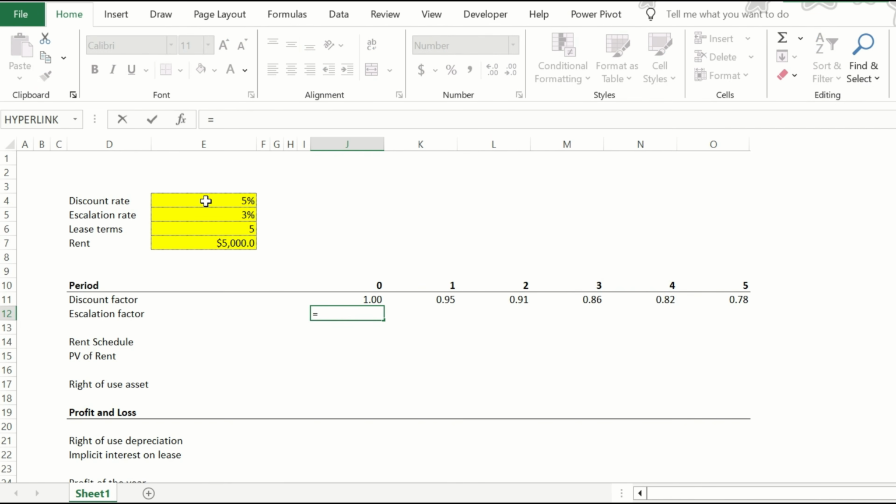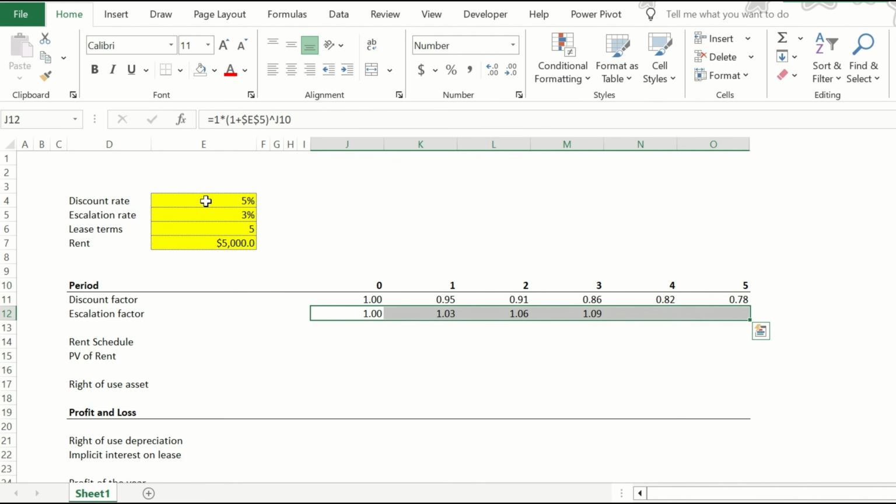Second, let's create an escalation factor for our rent as well. So this is again 1 into 1 plus our escalation rate. Again lock this one with F4, to the power of the year. So this is our escalation factor.